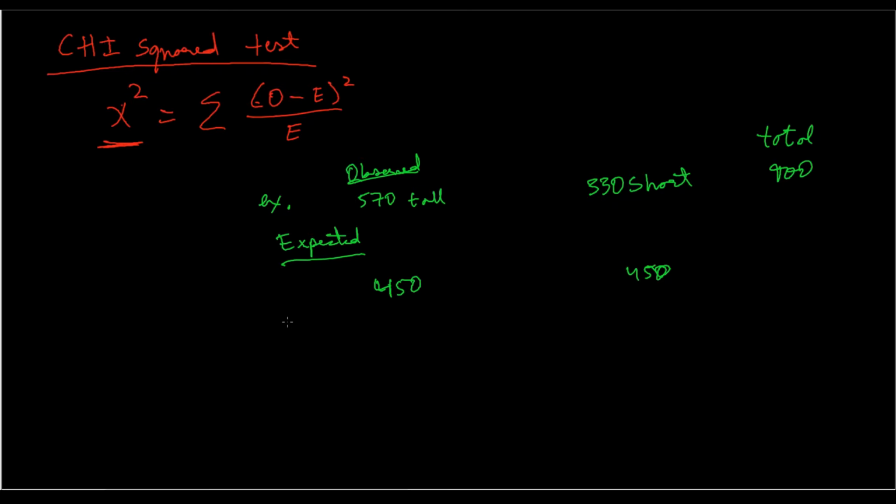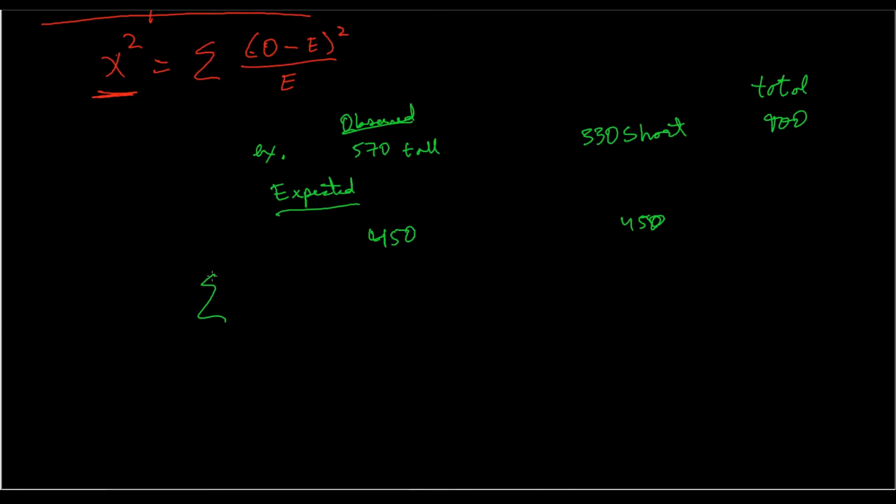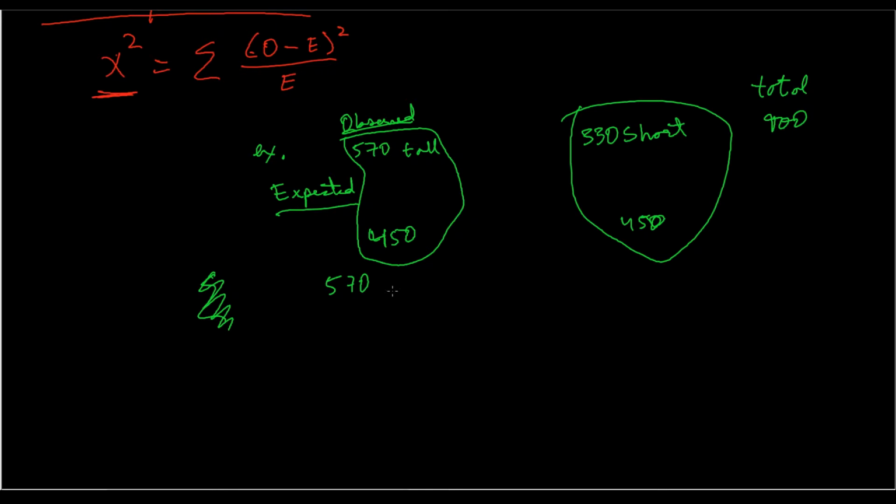Now we're going to plug this into the formula. We have to find the summation, which means adding up all the parts. The observed value for the first one is 570, minus the expected value, which is 450. Don't forget to square. Then square that over the expected value, which is 450. Now add that value to the observed value for the second one, which is 330, minus the 450 here.